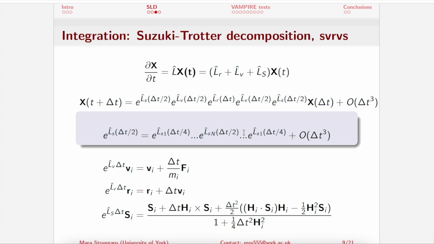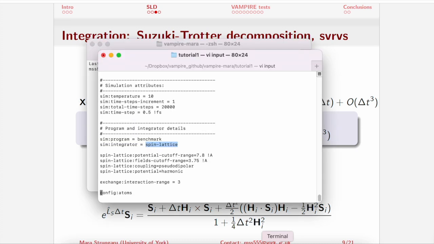So this is the current integration method implemented in Vampire under the label spin lattice. Okay, so we go back, we have set up the integrator, a benchmark simulation. Now we need to set up a few parameters for BCC iron. So we have here the cutoff for the mechanical and for the magnetic interaction.